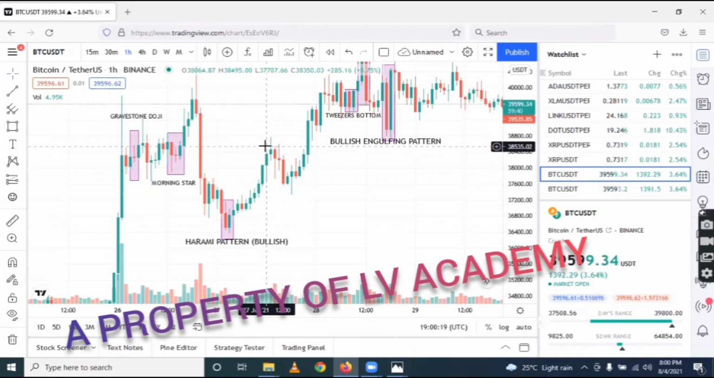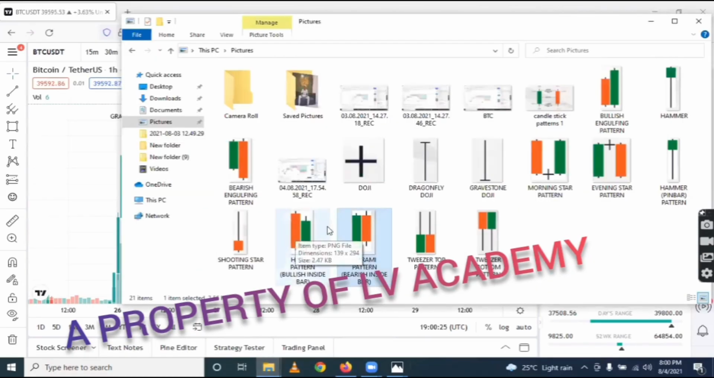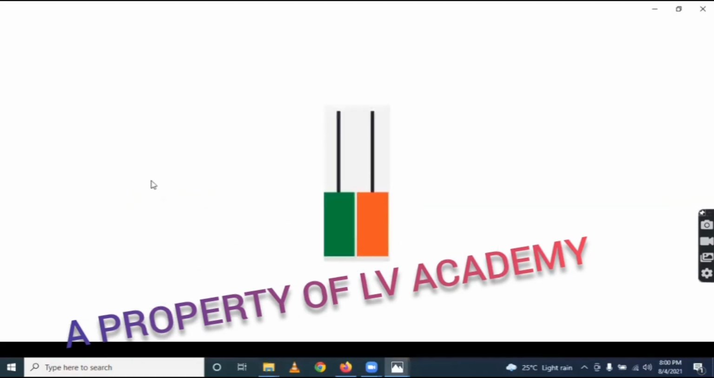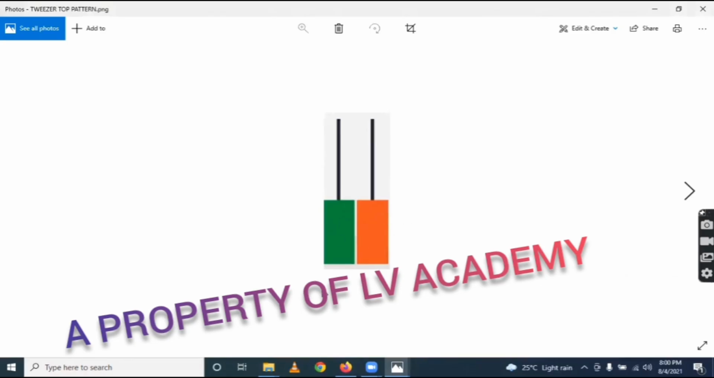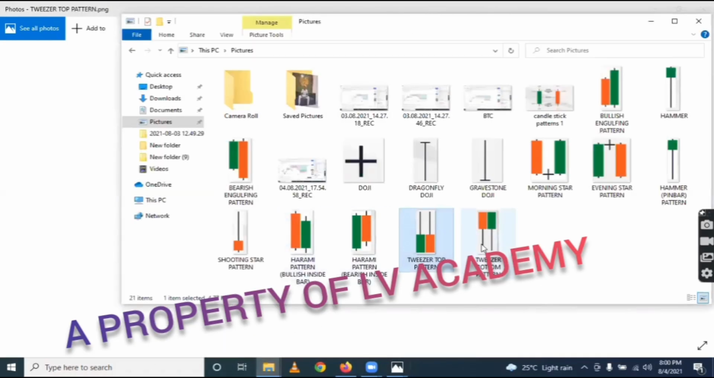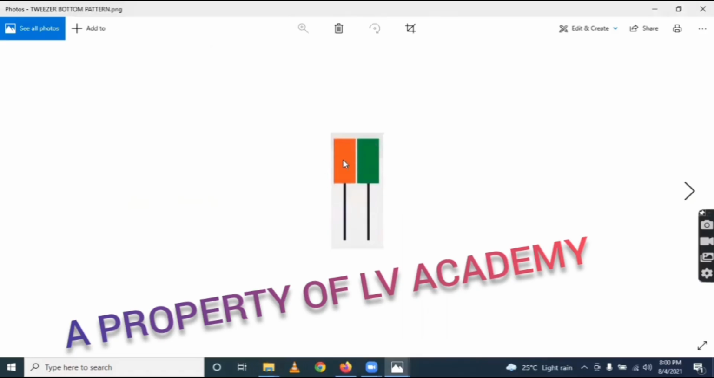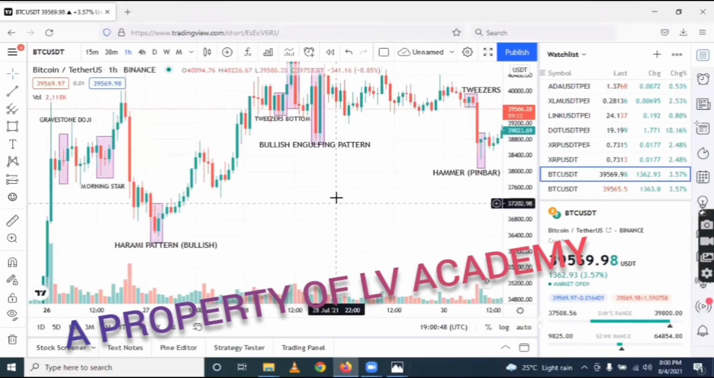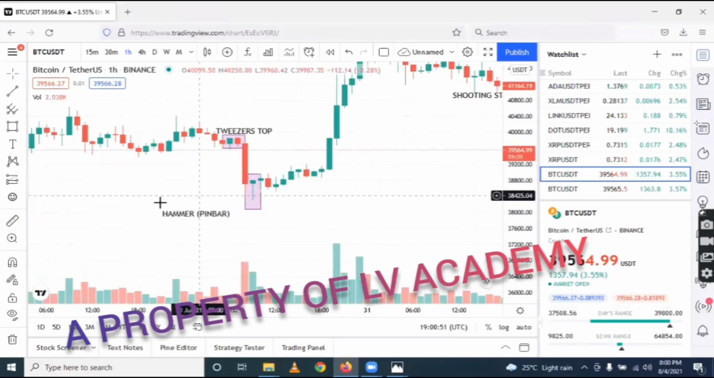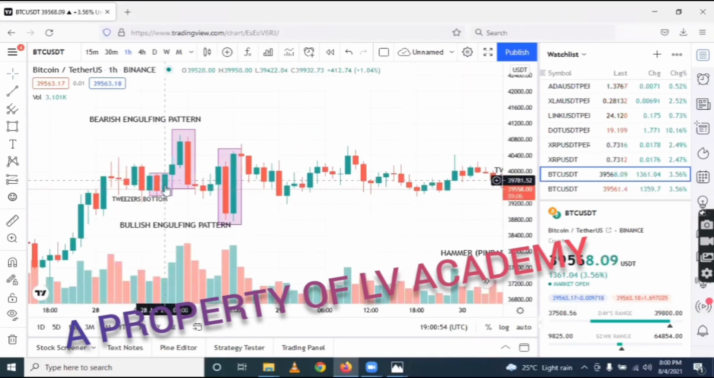Then the last one, but not the least, is the tweezer's top and tweezer's bottom. Tweezer's top usually has similar size candles, almost the same size, green and red. The tweezer's top is bearish, then the tweezer's bottom is bullish. Green, red and green, bearish and bullish. Let me show you in the chart before I explain. So this is a tweezer's bottom. See, similar size.